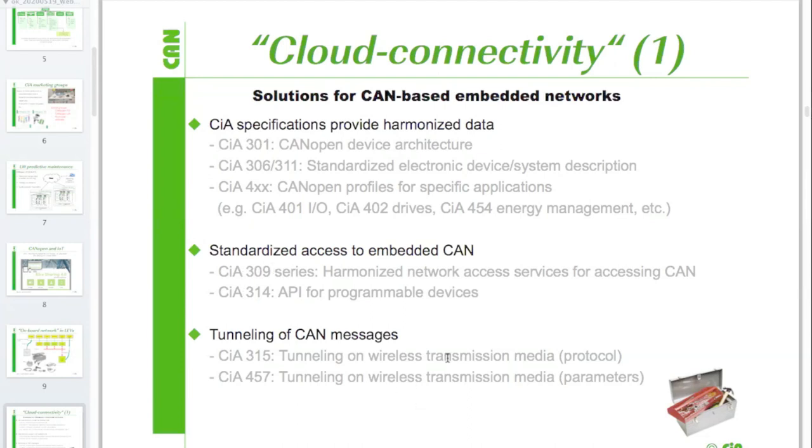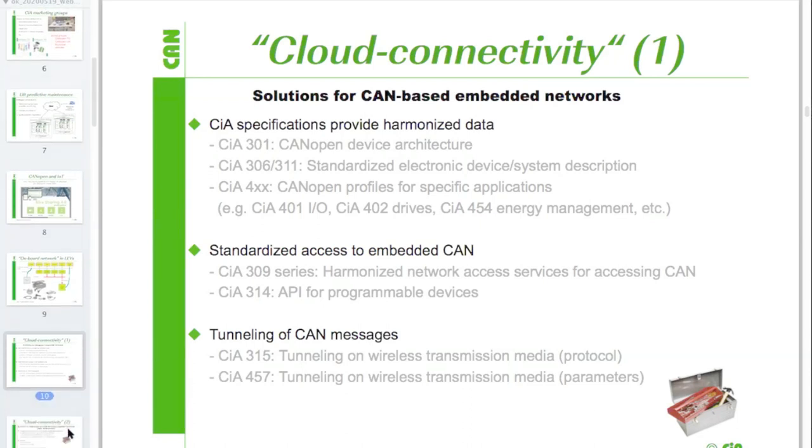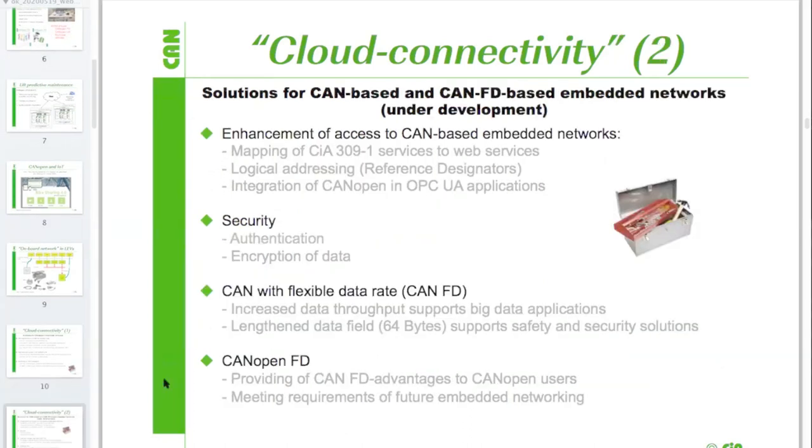As you can see, we have plenty of specifications. Most prominent is the 309 series. This is network access services for accessing CANopen networks. Then we have several possibilities for how we can tunnel networks and how we prepare the data itself. And we are also newly developing security in CANopen networks, which would be one stage lower than the web services security. But we're currently in the development stage with this.